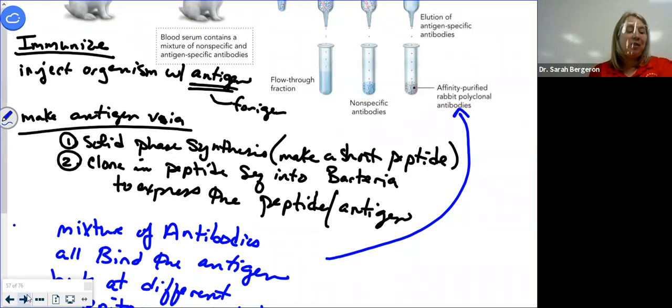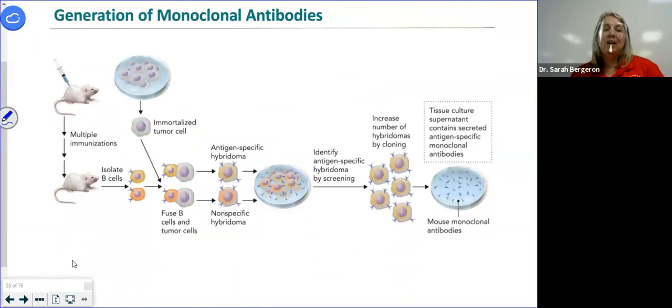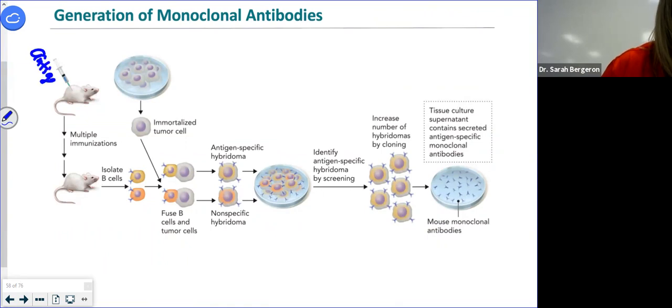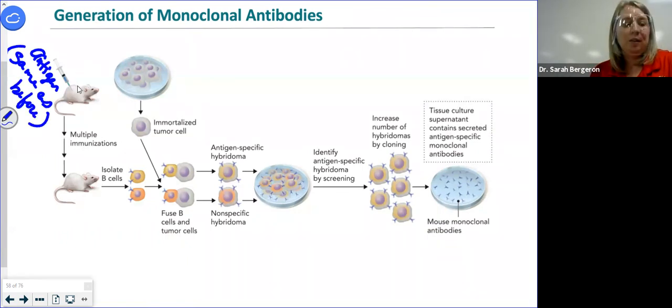And then we'll talk about why we're going to use each of them in particular. So monoclonal, we start in a very similar fashion. Here we're just showing a different organism. This is a mouse. We do the same injection of our antigen, same as before. So that's no different. But instead of harvesting whole blood, what we harvest are B cells. Where do we get those B cells? From the spleen.